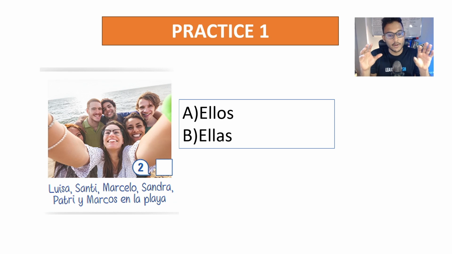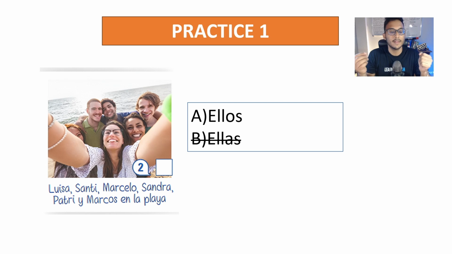We have here a group of people. Let me know which personal pronoun you would choose for this example. You have Luisa, Santi, Marcelo, Sandra, Patri, y Marcos en la playa. Which one will be correct, ellos or ellas? Try to respond on your own. The right answer is ellos. Why? Because in this group of people you have boys and also girls. Remember, ellos is used when there are boys and girls in the same group.